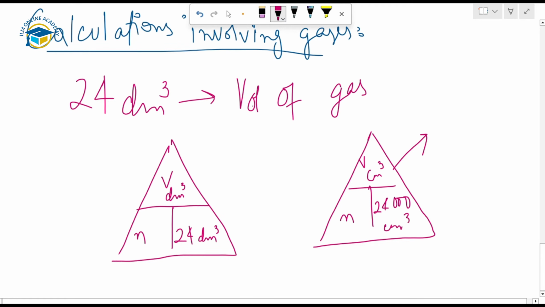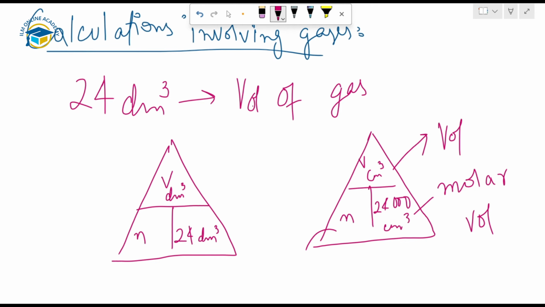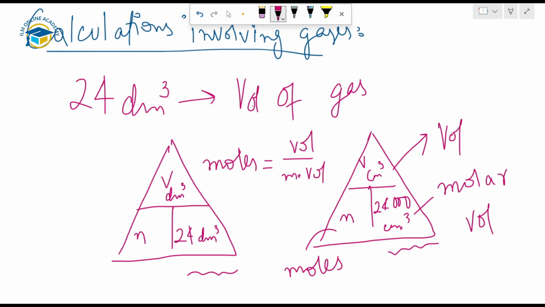This is the volume of the gas, and if the volume is in cm³ you can use this formula. This one is the molar volume, and n represents the number of moles the gas occupies. 1 mole of any gas occupies a volume of approximately 24 dm³ or 24,000 cm³ at room temperature and pressure, so the molar gas volume of any gas has this value. This rule applies to all gases. This makes it easy to convert the volume of any gas into moles or moles into volume. Moles equals volume over molar volume. Through this formula you can find the moles of gases.